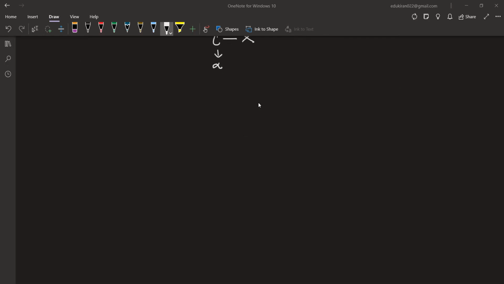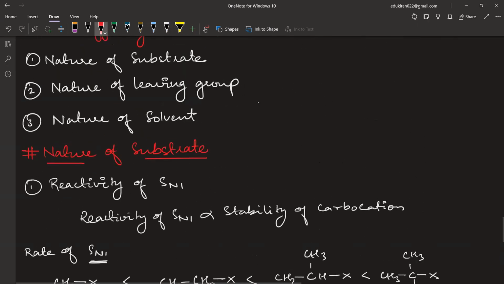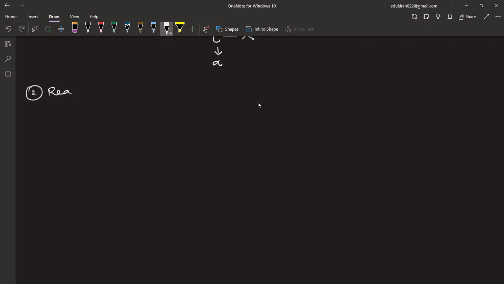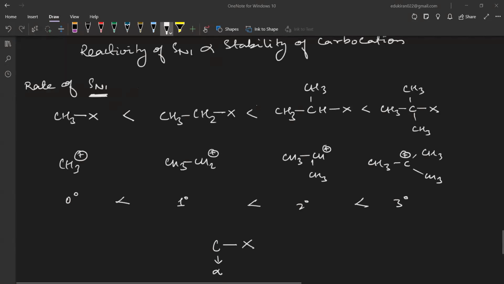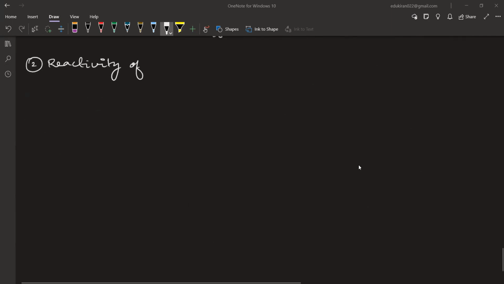Now, write the reactivity of SN2. Scroll up if needed. Okay, fine. Reactivity of SN2.